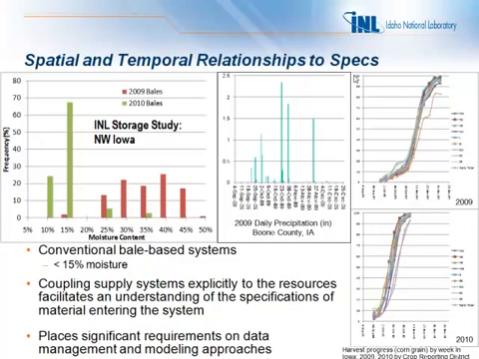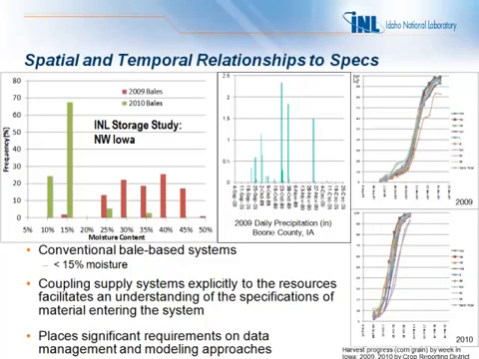So what impact does this have on a conventional system where moisture content needs to be below 15%? We performed a study in northwest Iowa in 2009, 2010. You can see in 2009, over 90% of the bales had moisture content greater than 15%. And then in 2010, it was just the opposite. We had over 90% of the bales that had moisture content less than 15%.